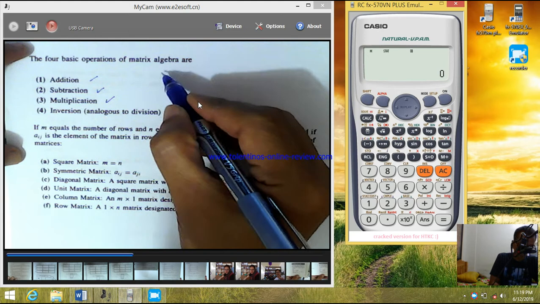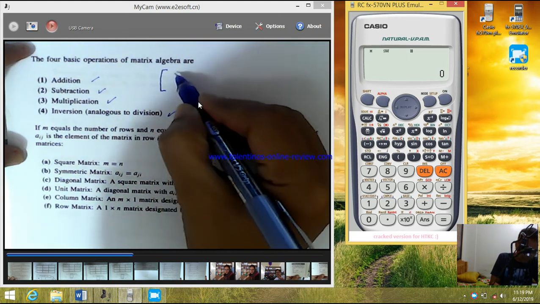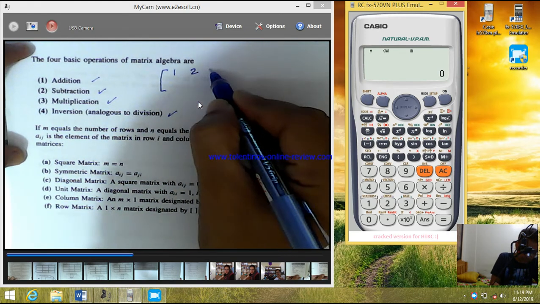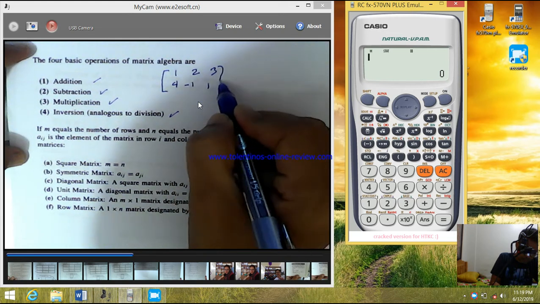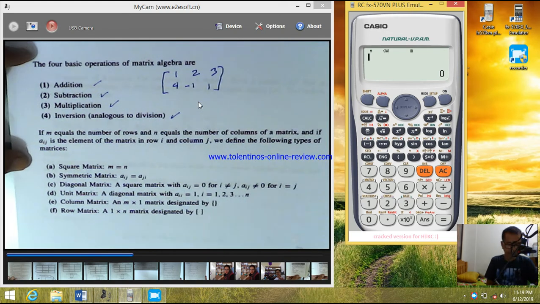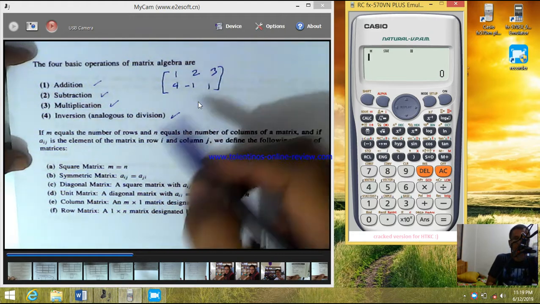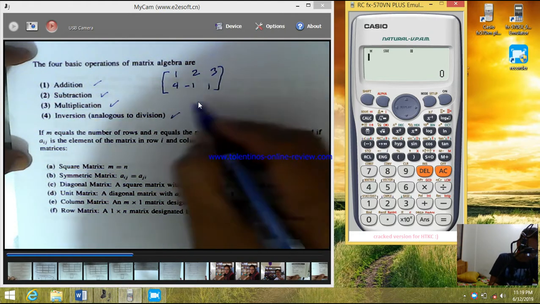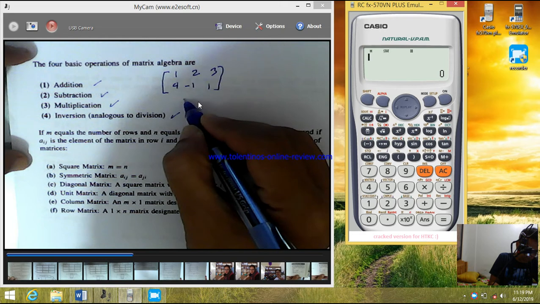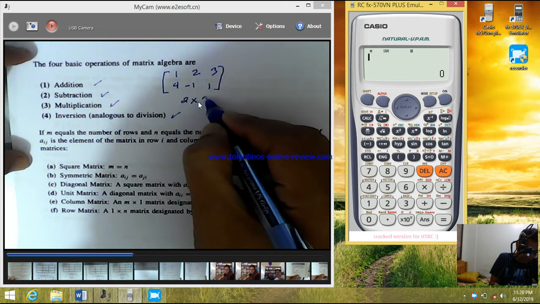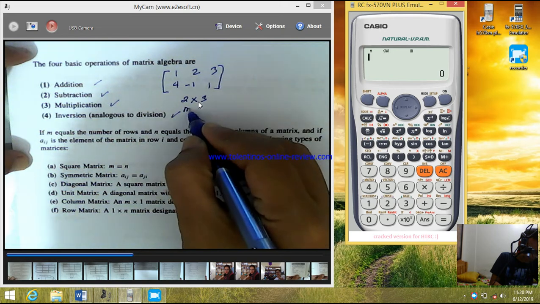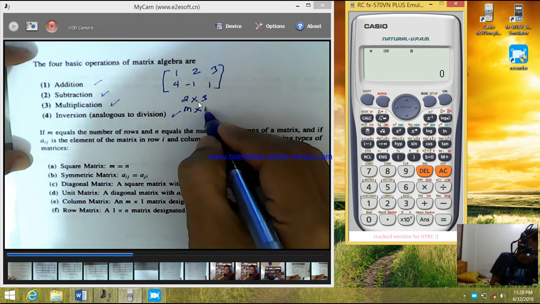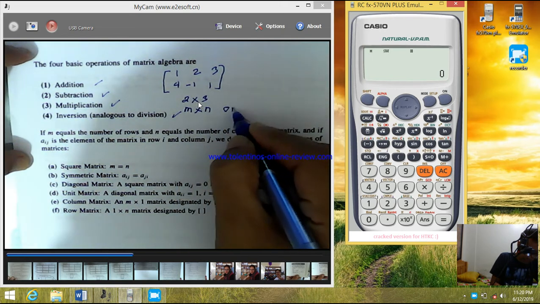An example of a matrix is, let's say, this one: 1, 2, 3, 4, negative 1, 1. So, meron siyang brackets at saka meron siyang numbers. Ang tawag dito is 2 rows by 3 columns. So, sa matrix algebra, this is normally given by m by n. Ito yung tinatawag na order.